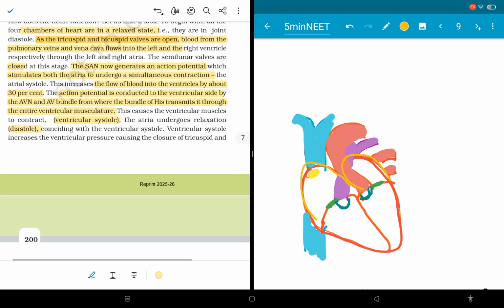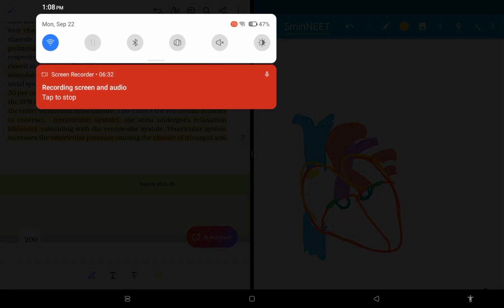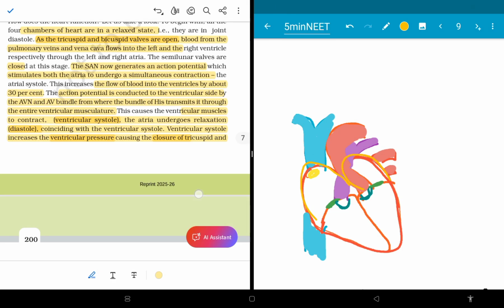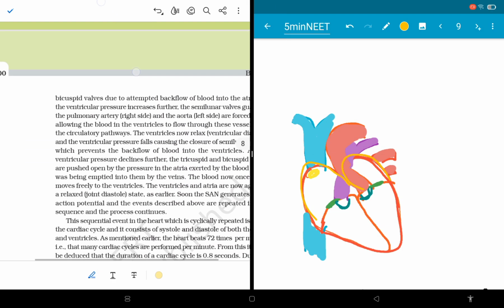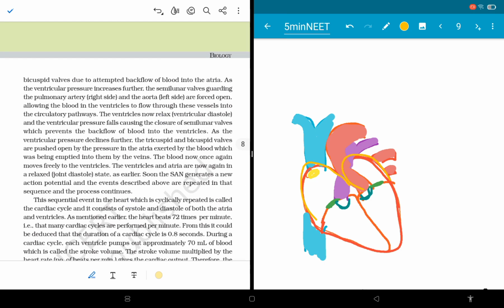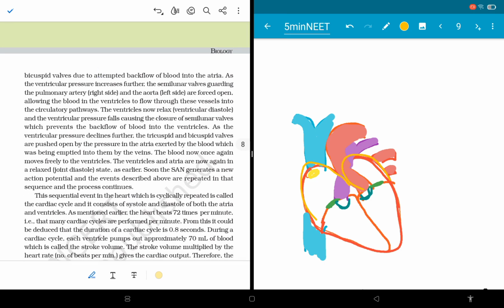Ventricular systole increases the ventricular pressure, causing the closure of... Now they are giving whatever I told you now. Okay, ventricular systole increases the ventricular pressure, causing the closure of the tricuspid and what is the other valve? Bicuspid valve, due to attempted backflow of blood into the atria. So the closure of these valves will prevent any backflow. They will not allow any backflow of blood.